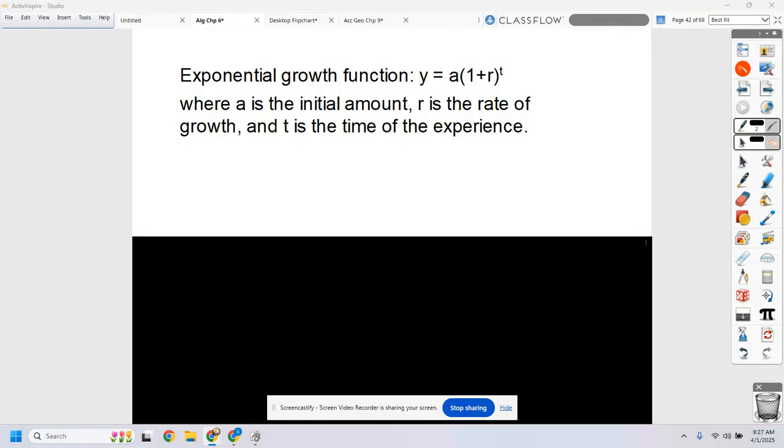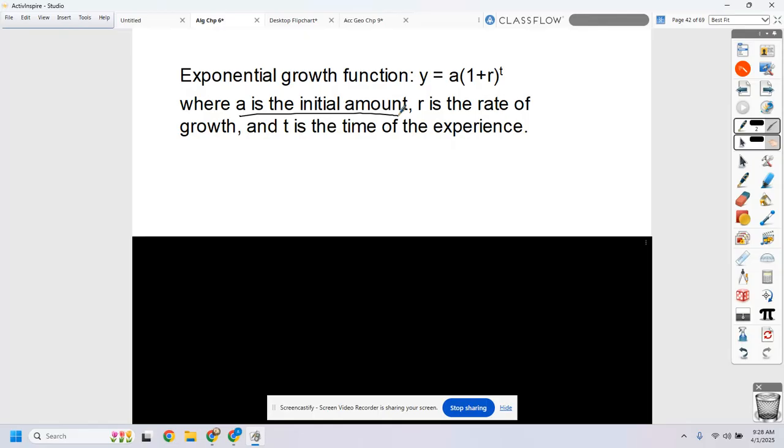Now in each of these parts of the equation, each part means something. The y is a lot like what your output will be. It is your output, but it's like how much money you'll have if this certain thing happens. The a is going to be your initial amount, so how much you start with. Now the 1 is always there. The 1 means you get your money back. That's what the 1 is for.